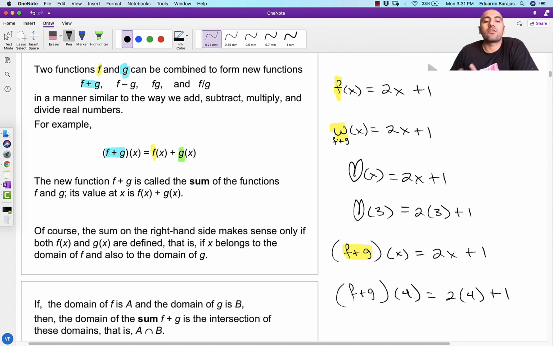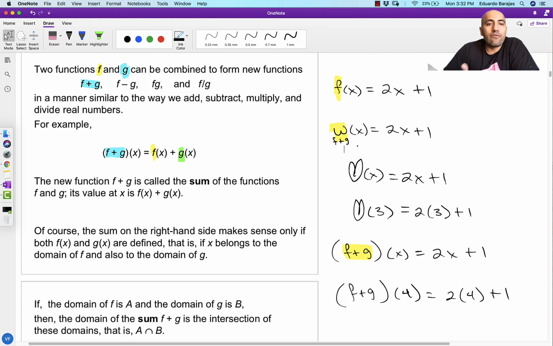Oh, it's this function that's the result of adding the f and the g function together. Okay, so it's a function. The new function f plus g is called the sum of the functions f and g, and its value at x is f of x plus g of x. Of course, the sum on the right-hand side makes sense only if both f of x and g of x are defined. That is, if x belongs to the domain of f and also to the domain of g, right?